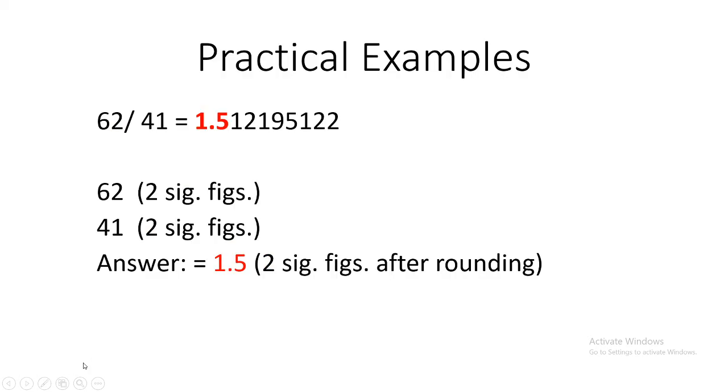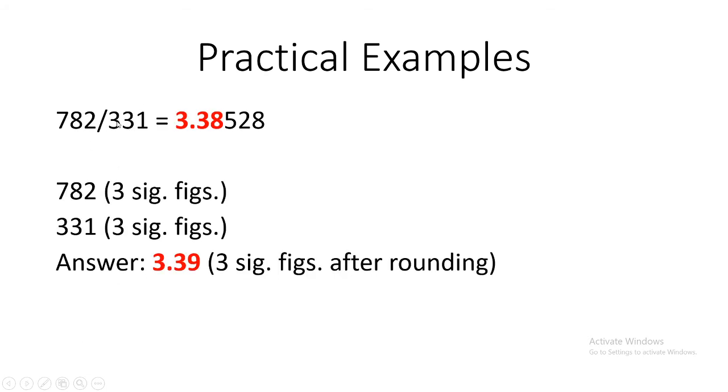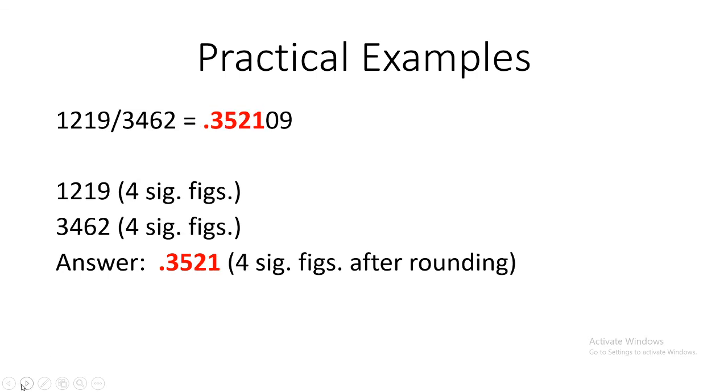When you're doing math, when you take 2 significant figures and you divide by 2 other significant figures, after rounding, which we did here, we rounded off, we have 2 significant figures here, okay? So this is division. You have 3 significant figures divided by 3 significant figures. Your answer must be 3 significant figures after rounding. So this 8 becomes a 9. Okay, so 3 significant figures. 4 significant figures divided by 4 significant figures after rounding. You use the first 4 significant figures. Okay.